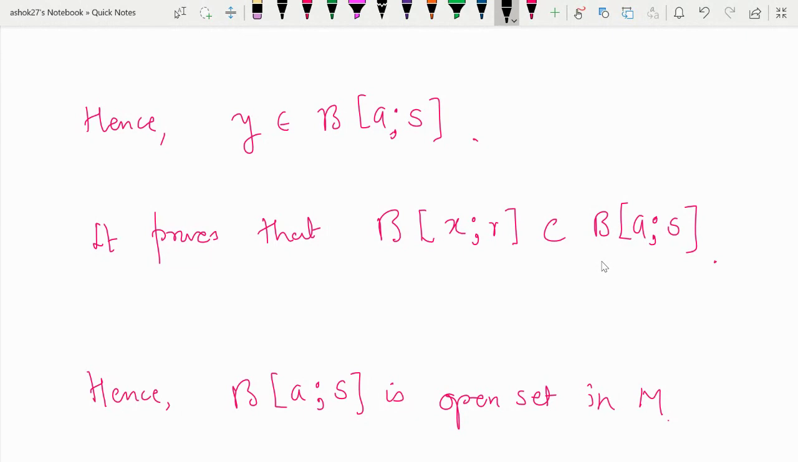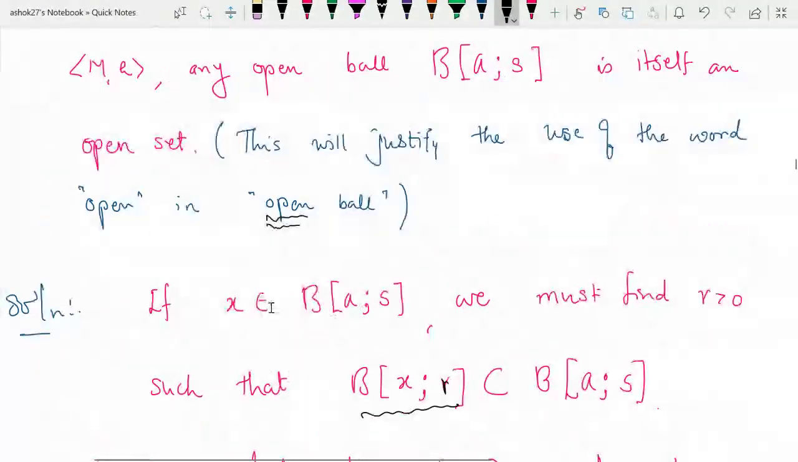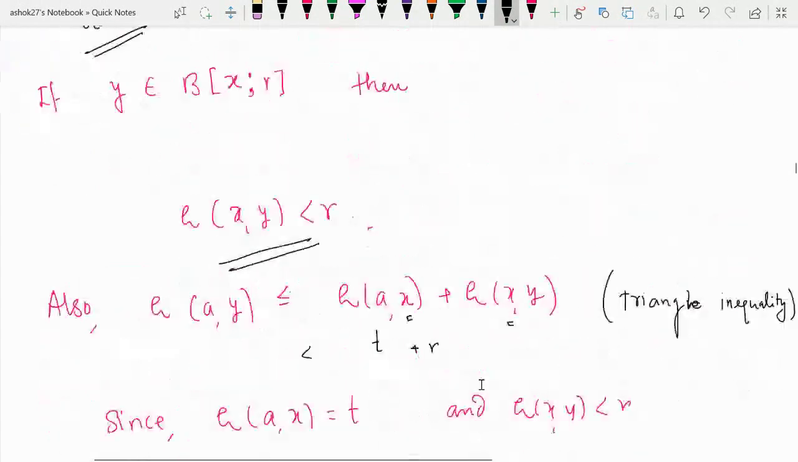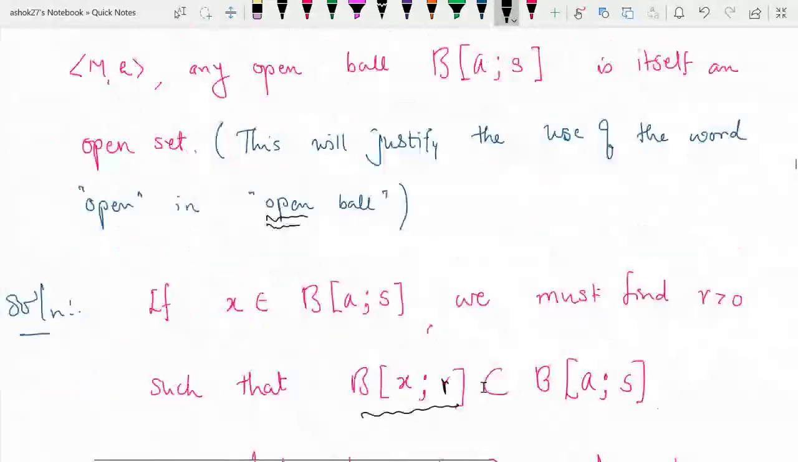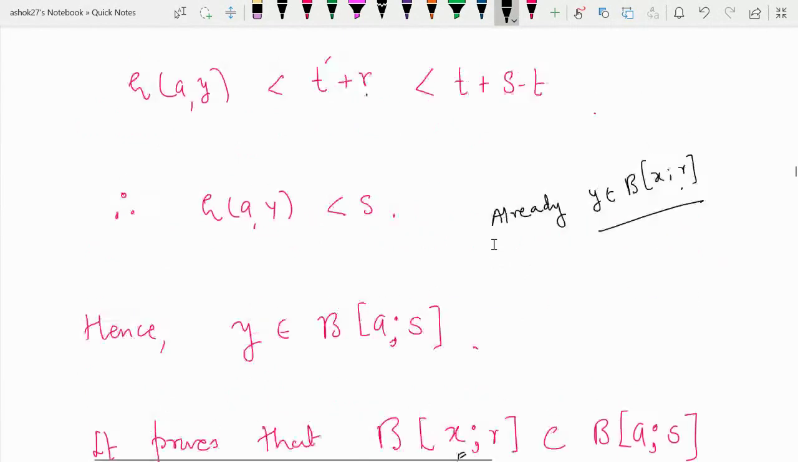So what is x? x is any element of this open ball. That was our initial assumption. x is a general element of the open ball about a with radius s. So naturally, if y is any element of the open ball about x with radius r, then it is also an element of the open ball about a with radius s.